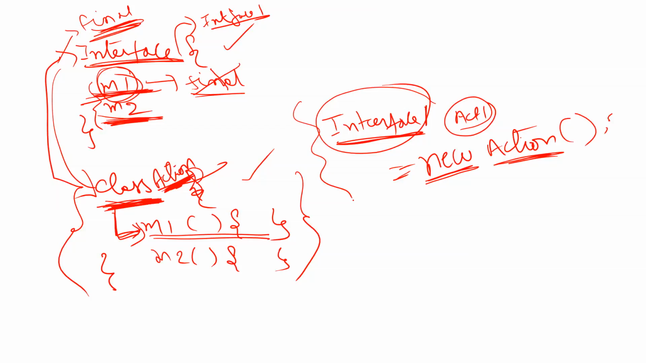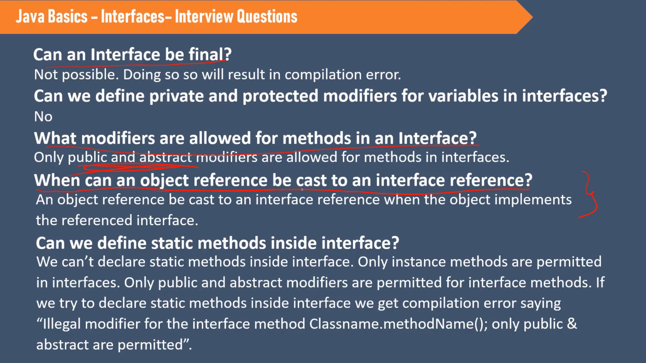So when can an object reference be cast to an interface reference? When the object implements the referenced interface, then we can cast it to an interface reference. Can we define static methods inside an interface? We have already seen this one. We cannot define static methods inside an interface. The reason is static means something belongs to a class, but an interface is not a class, so we cannot define static methods inside an interface.